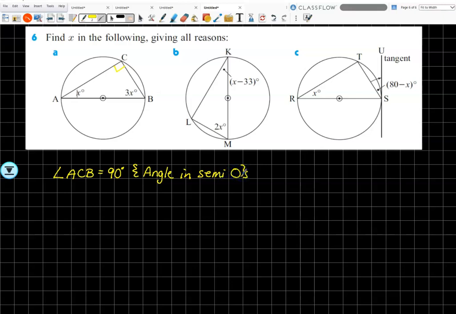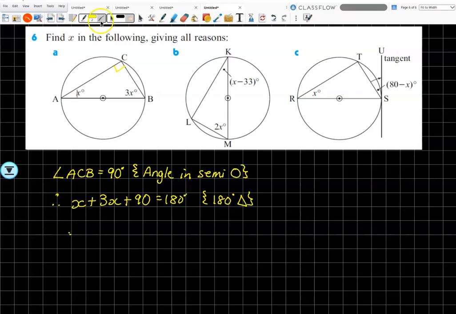So now we're allowed to say that. Pretty simple. 180 degrees in a triangle. So therefore, x plus 3x plus 90 equals 180 degrees. 180 degrees in a triangle. You can then find x. Agreed? What about B? Basically the same. Excellent. So, what about C?